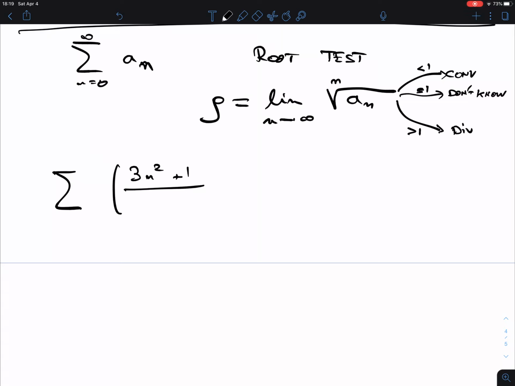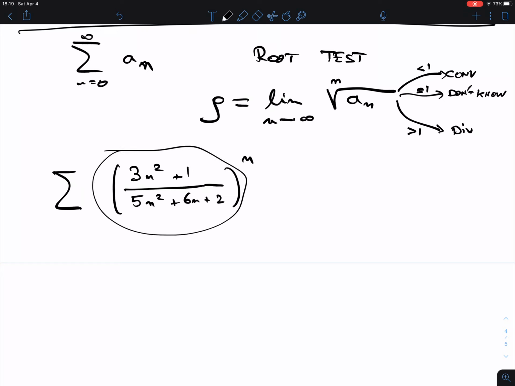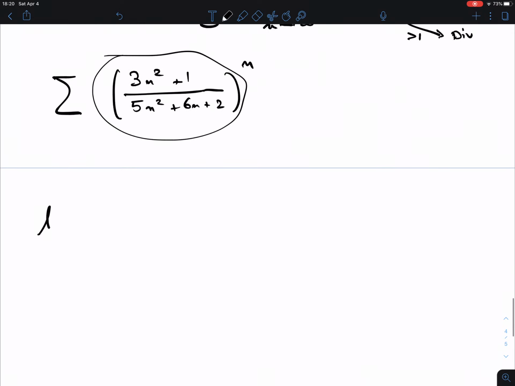Here is the example. You notice that this is actually something to the power n. That's the only case where you want to use a root test: when the whole thing is a power of n, because then if you take the nth root, the power and the nth root will cancel. Okay, let's work that out. I would have to calculate the limit for n going to infinity of the expression.